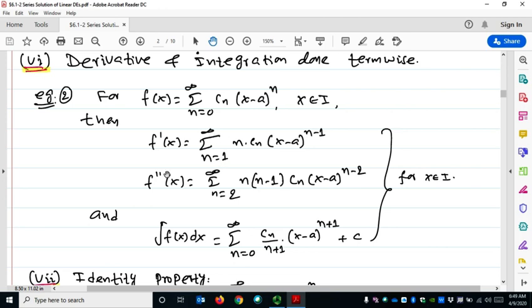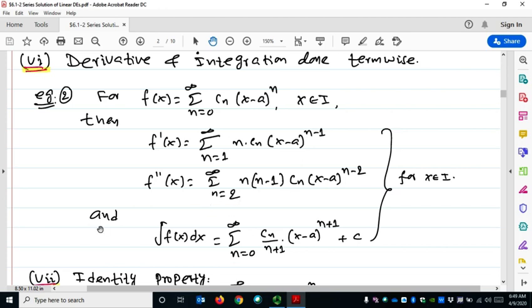Similarly, the second derivative, f double prime of x equals, now in the summation, here's n, now n minus 1, cn also constant, (x minus a) to the power n minus 2, you subtract 1 from n minus 1, and by chain rule, the derivative of x is 1, the derivative of a is 0, and the summation starts from 2 to infinity.